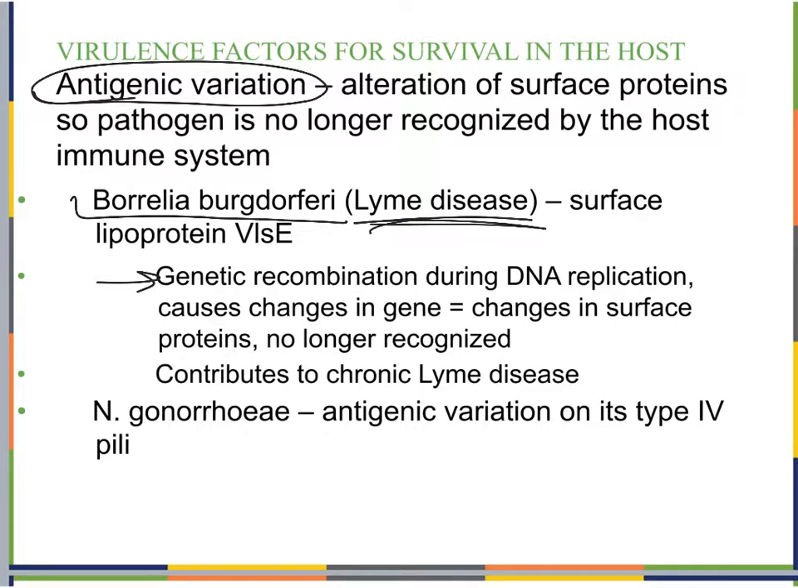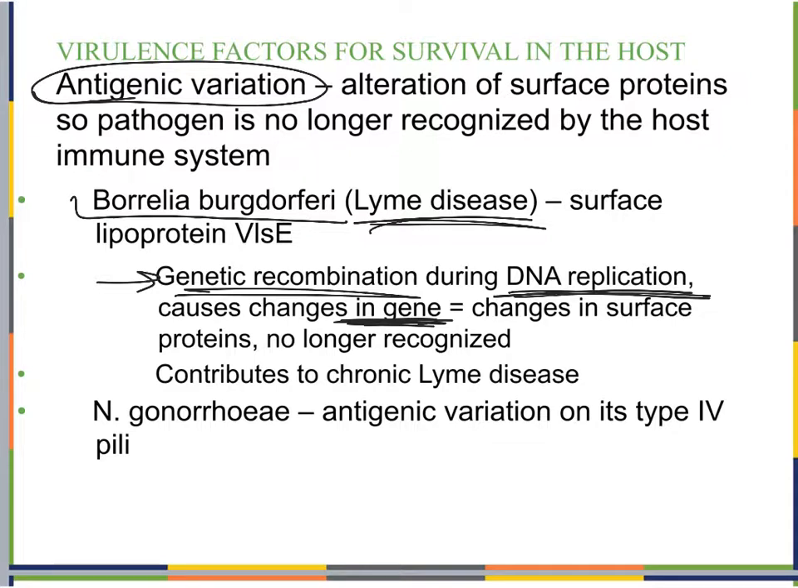And this is because as it goes through DNA replication, just to go through its simple binary fission to make copies of itself and to grow, we have this genetic recombination. What this does is it causes changes in these genes that are going to code for these surface proteins. So as it's going through DNA replication, it actually changes its genes, and that changes the surface proteins. And so then the body, even though it's still in the body, and maybe the body has responded to the first version of Borrelia burgdorferi, for example, and it's fighting that, and it's doing a really good job because we've built up this immune system to do that.